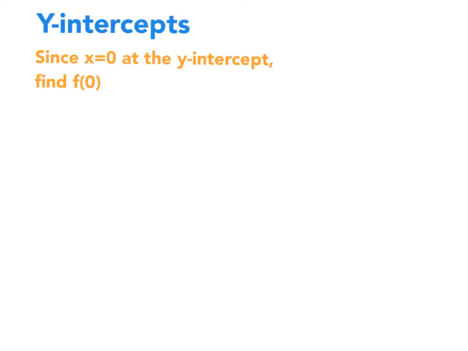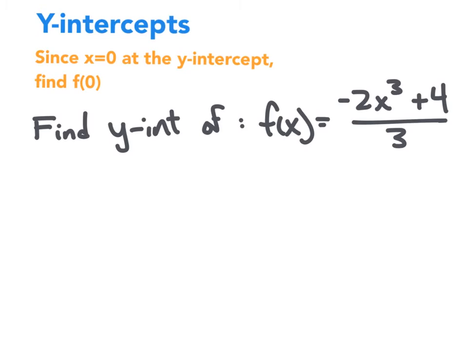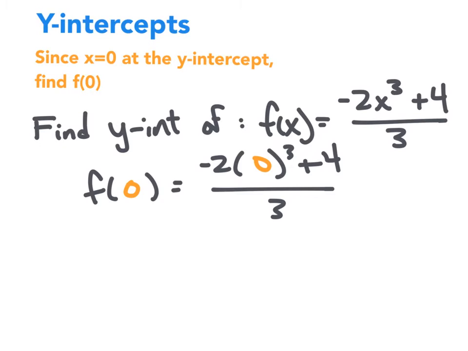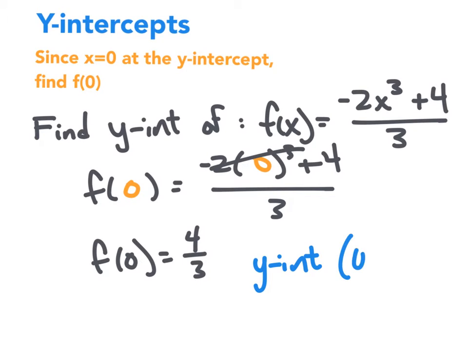Since x equals 0 at the y-intercept, all you have to do is find f of 0. So let's say you're looking at f of x equals negative 2x cubed plus 4 over 3. If I want to find the y-intercept, I just change all the x's to 0. So f of 0 is going to equal, this just went away, 4/3. The y-intercept we can say is at 0, 4/3.